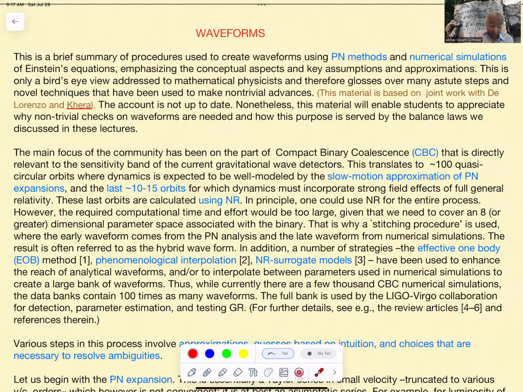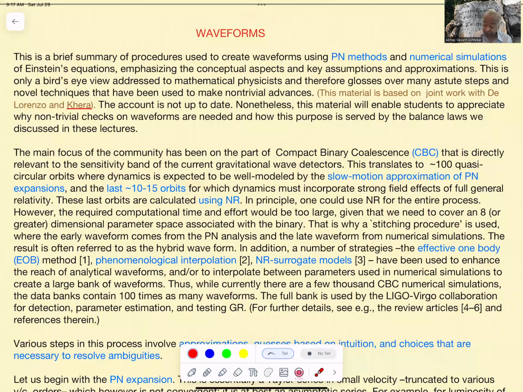So what I would like to do is to summarize this, emphasizing the conceptual issues, the key assumptions and approximations, and also their limitations. I want to emphasize that this is only a bird's eye view addressed to mathematical physicists, and therefore glosses over many astute steps and novel techniques, technical stuff that has been used by the waveform community to create these models, which have been used to make these non-trivial advances.